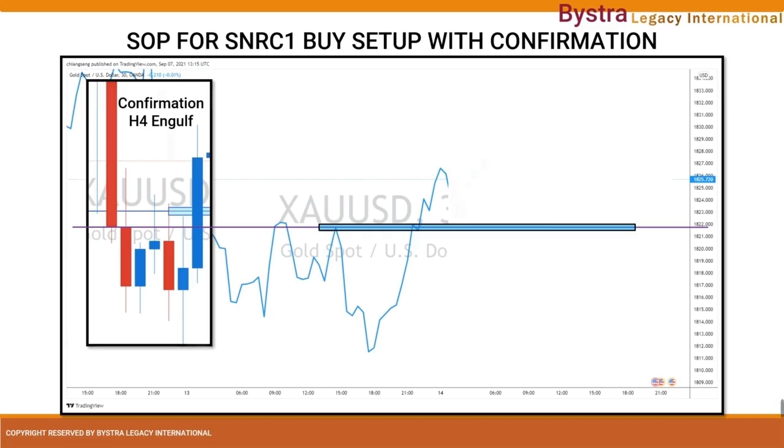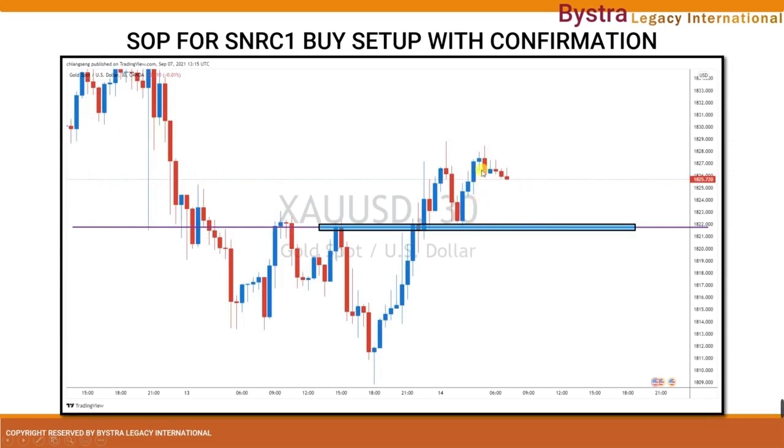Next, we wait for the price to react. Price comes back and continues on the uptrend. Okay, sharp entry and continues on the uptrend.